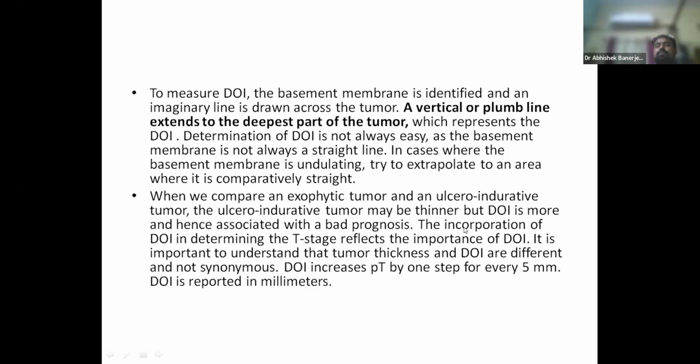Though the DOI is more in this case, we still have to mention that it is an ulcerative lesion with this thickness. So it represents a bad prognosis. It is important to understand that the tumor thickness and the tumor DOI are different and non-synonymous. Tumor thickness is the total thickness from the top till the end of the tumor spread. But DOI is from the basement membrane. So DOI increases with the staging, one step for every 5 mm, and DOI is reported in millimeters.